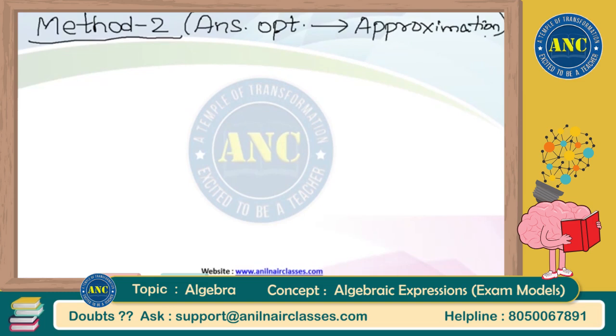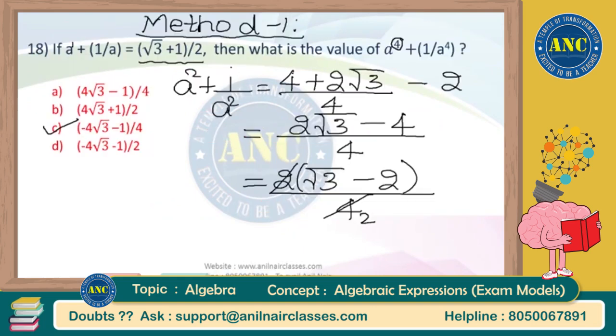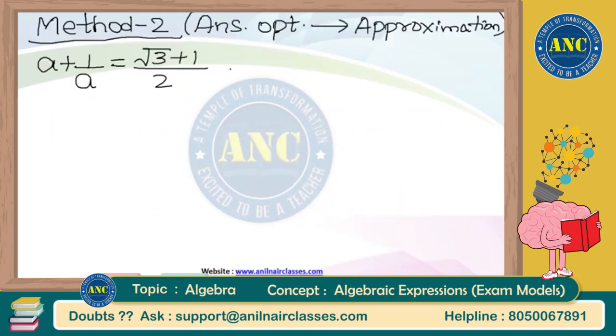Now, listen carefully, sir. Listen to it very, very carefully. In the question, they are giving a plus 1 by a is root 3 plus 1 whole thing divided by 2. I will use the approximation concept. That is correct only, right? Root 3 plus 1 whole by 2. Yes, it is correct. Now, root 3 approximately is 1.7, which we know, plus 1 by 2. So, 2.7 by 2.